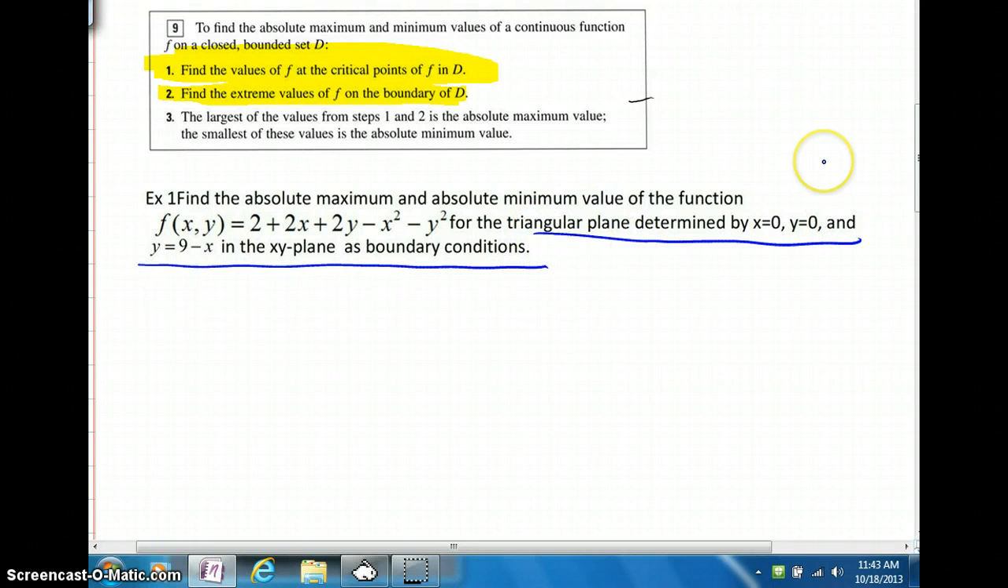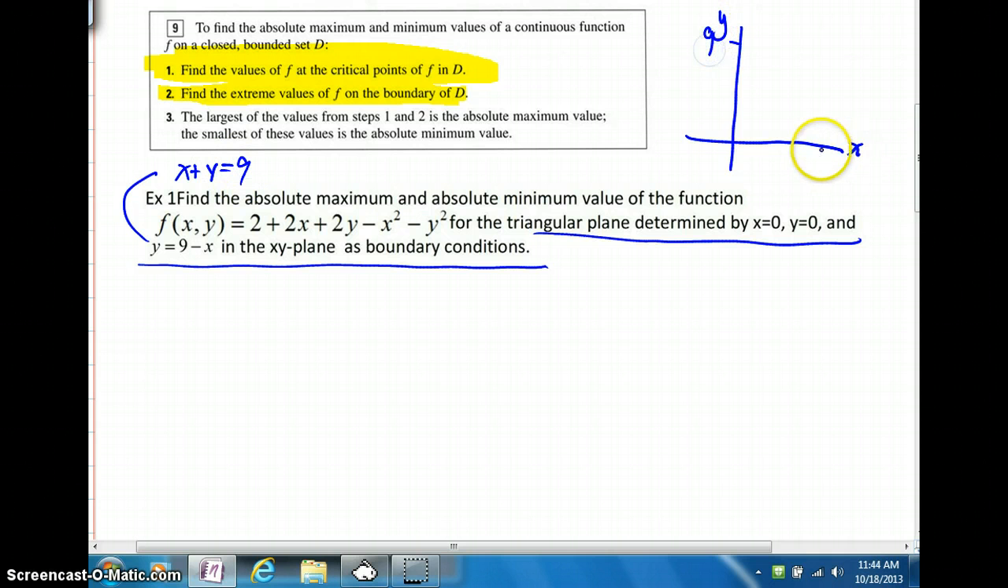I'm going to graph that boundary right now. Of course, going to the xy plane, this would be our domain. These are our independent variables. X equals 0 would be the y-axis, of course. Y equals 0 would be the x-axis. And then y equals 9 minus x. Well, hopefully you could also see that this would be x plus y equals 9 with x and y intercepts of 9 itself. So we are going to be looking at a triangular region where we are bounded by these three equations.